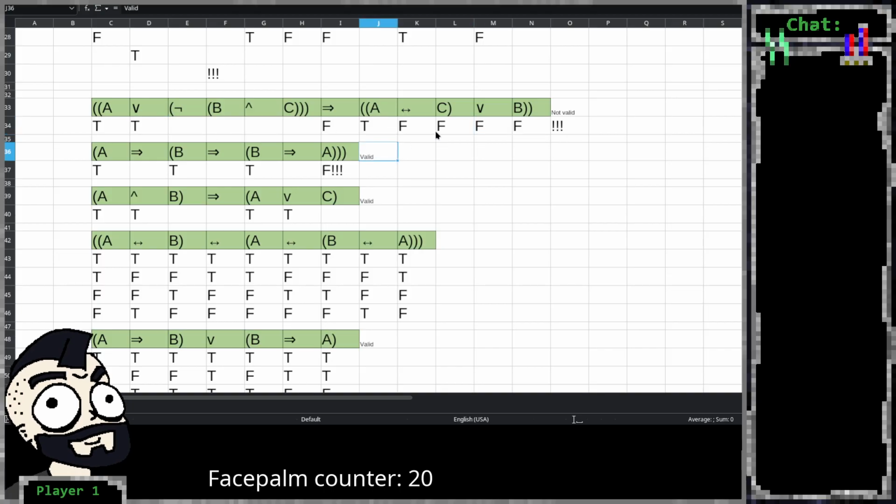I have a model, or a truth assignment, in which I can make the antecedent true and the consequent false. There is no contradiction, which means this formula is not valid, or not tautological.